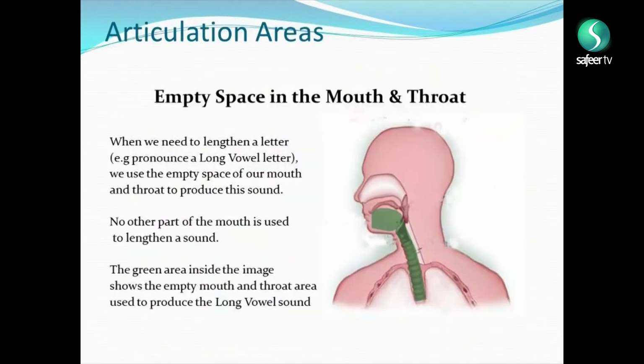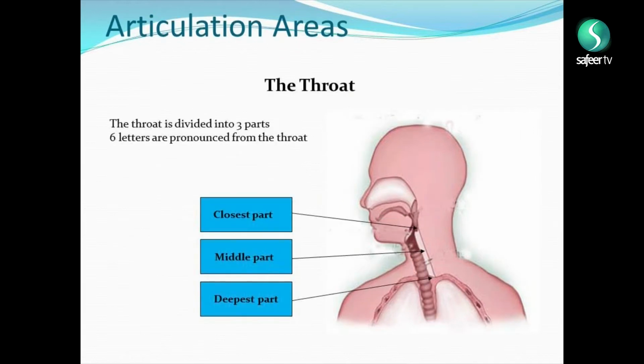And then we go to the next slide, where you see the empty space in the mouth and throat. So here is just the empty area, where we pronounce the short vowels and long vowels. We elongate the short vowel and it changes to a long vowel. As you see, in the empty area of our mouth and chest, and of course the throat as well, this is the part where we have our 6 vowels, 3 short vowels and 3 long vowels. And then we go to the next part; the next slide will show you the throat.